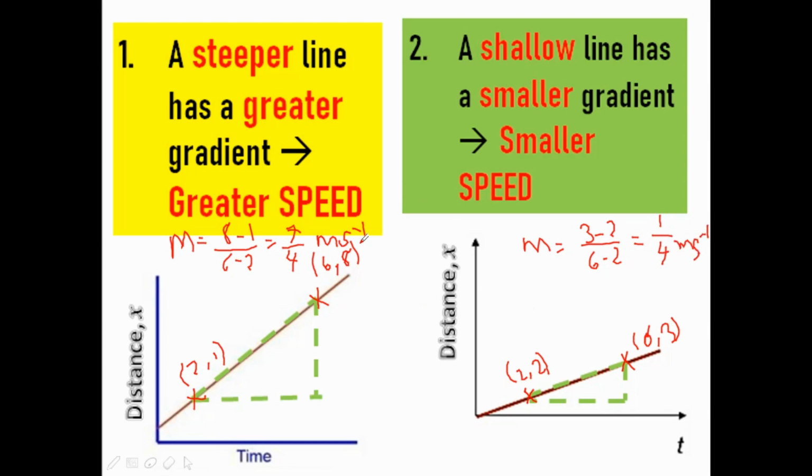Okay, you compare these two. 7 over 4 is obviously greater than 1 over 4. Therefore, this graph has a greater speed compared to the second graph. A steeper line means that it has a greater speed. A shallow line means that it has a smaller speed.